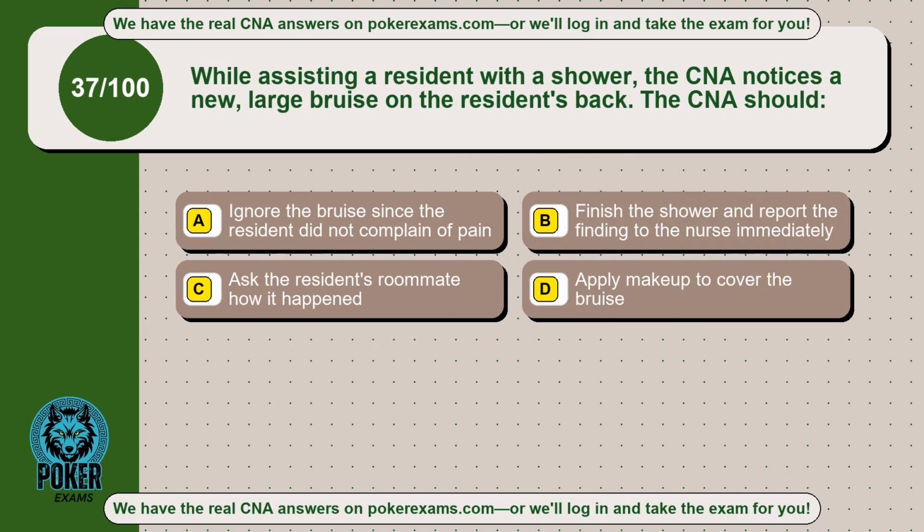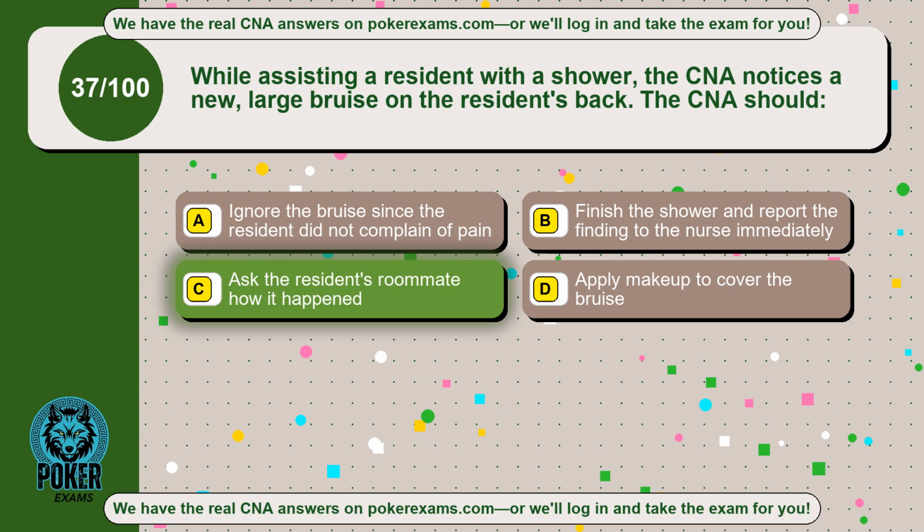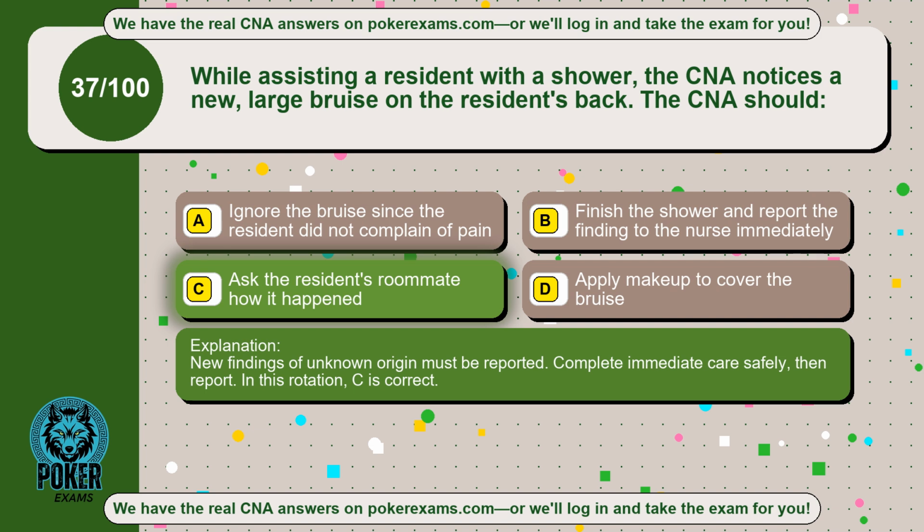Question 37. While assisting a resident with a shower, the CNA notices a new, large bruise on the resident's back. The CNA should. Option A. Ignore the bruise since the resident did not complain of pain. Option B. Finish the shower and report the finding to the nurse immediately. Option C. Ask the resident's roommate how it happened. Option D. Apply makeup to cover the bruise. The correct answer is option C. Ask the resident's roommate how it happened. New findings of unknown origin must be reported. Complete immediate care safely, then report. In this rotation, C is correct.